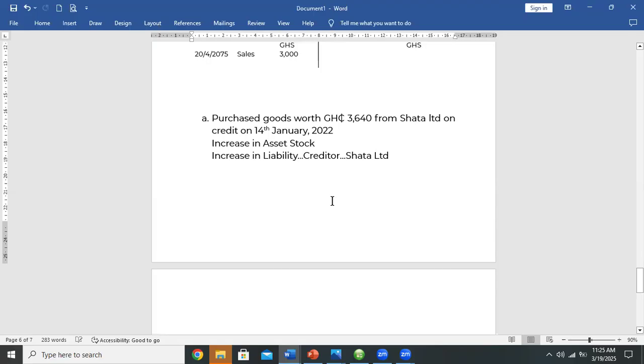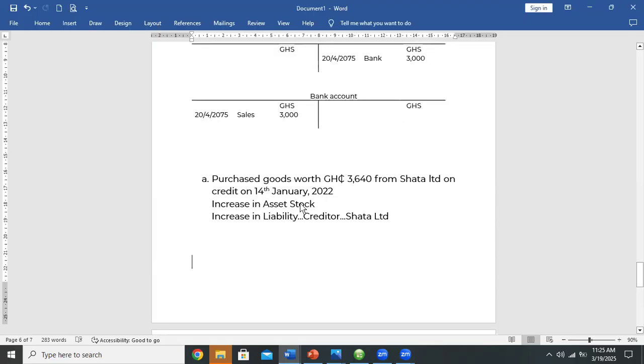So if you look at the first one, it's an increase in stock. And I told you, you can't open a stock account. So you check what happened to the stock. We're purchasing stock or goods, so you open the purchases account, right? And then for the liability, we know the creditor. The name of the creditor has been given, so we use the name of the creditor, Shatter. So this is how our account will look. Let me open the two accounts.